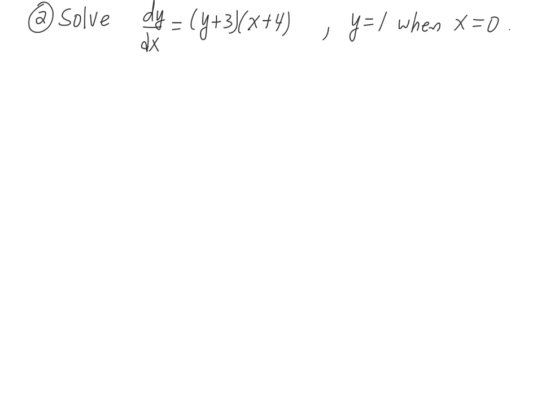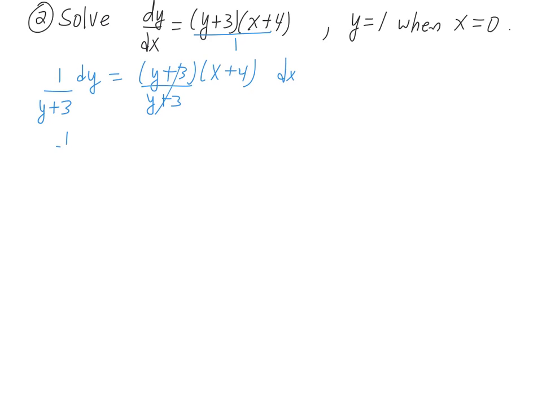So, like before, first step, put this over 1 and cross multiply. So we have 1 dy, or you can just write it as dy, equals y plus 3 times x plus 4, and then a dx. So that x plus 4 factor I want to keep there, because that's an x term. However, this y plus 3 I need to divide over. Okay? So we have 1 over y plus 3 dy is equal to x plus 4 dx.